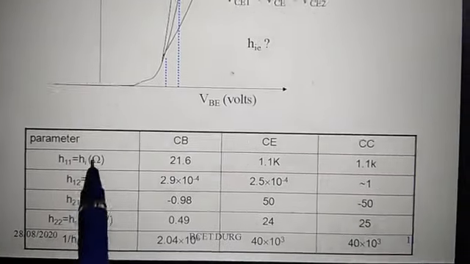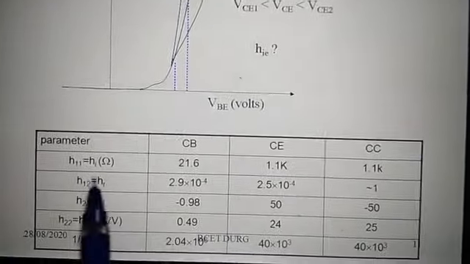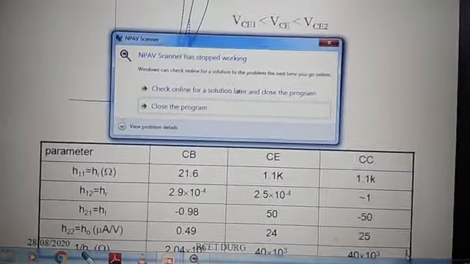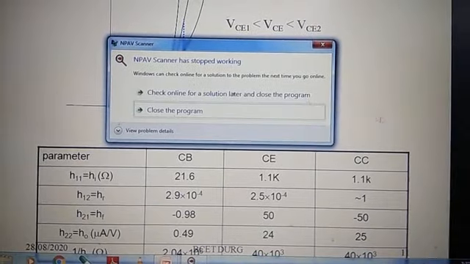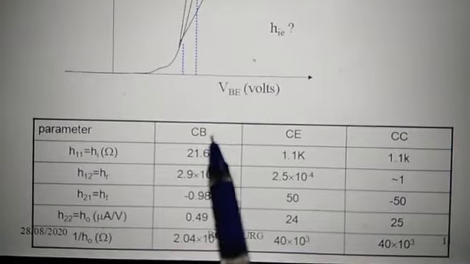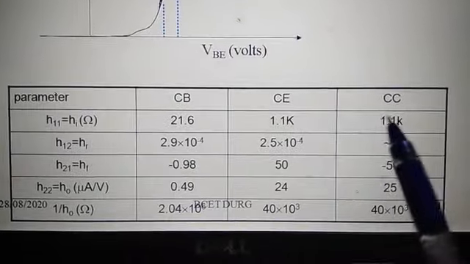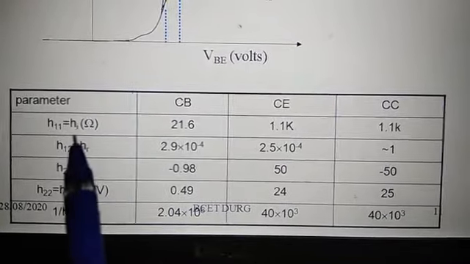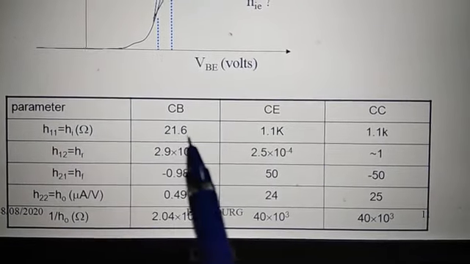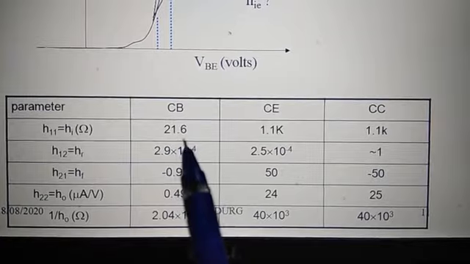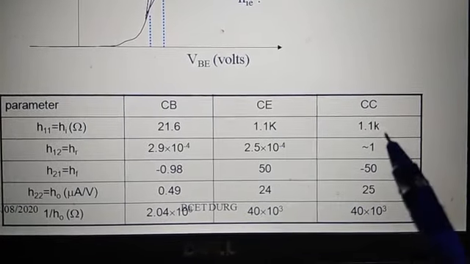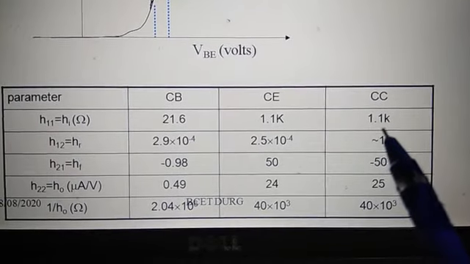Here you can determine the forward current gain HF. These are the parameters, and these are the three configurations of the transistor shown in the table, and a comparison is given here: common base, common emitter, common collector. This is H11, that is HI, the input impedance in ohms. In common base it is 21.6 ohm, in common emitter it is 1.1 kilo ohm, and in common collector it is 1.1 kilo ohm.